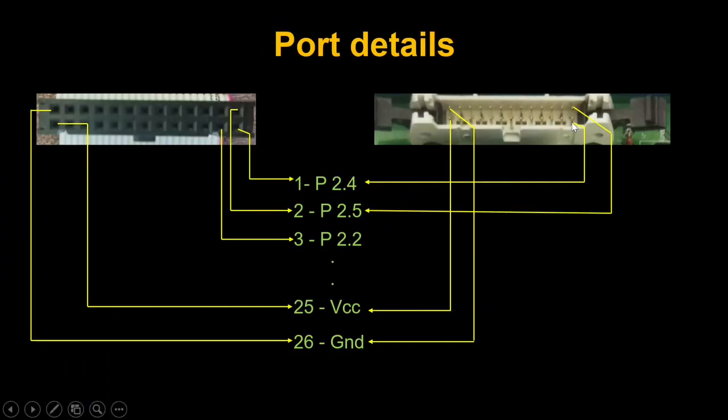So this is going to be your pin 1, this is going to be your pin 2, this is going to be your pin 3, pin 4, and this is going to be your VCC, 25, and 26 is your ground, right? Like the same, I can interface it and use it. So I have to plug this one over this one, and I can connect it to external peripherals, whichever I'm going to connect it to.